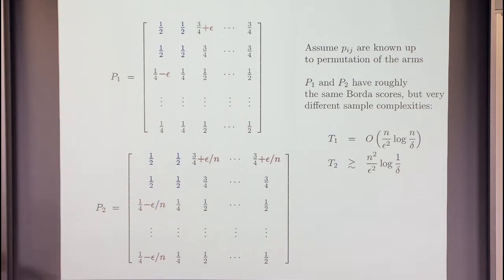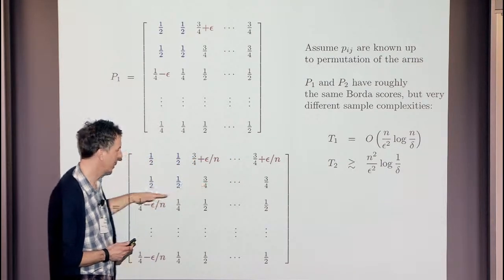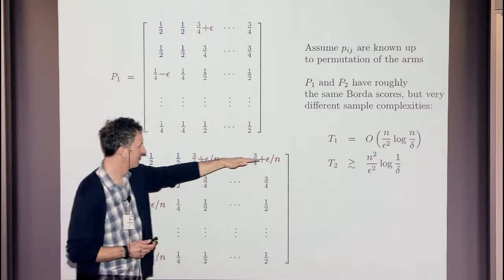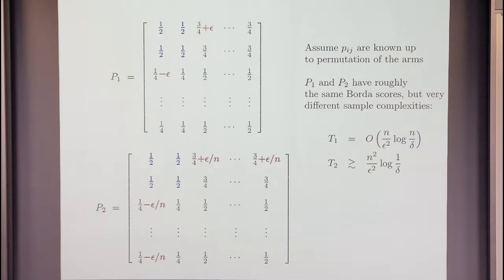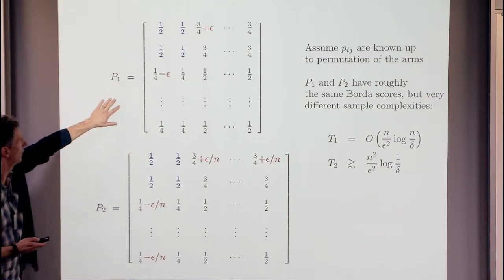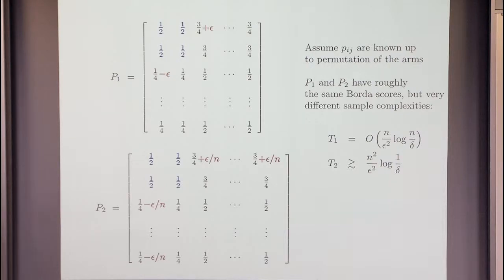Even though, if you look at the Borda scores, which would just be averaging across the rows here, the Borda scores of the first two arms are the same in both cases. So both these P's end up with the same Borda scores, which are those mu's, but one problem is much easier than the other, is what I'm trying to say. So let me step through what you might do here. If you knew this matrix up to a permutation, you know that's the problem you're dealt with, you just don't know which arm is which.